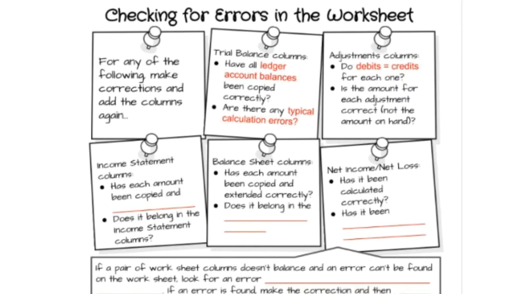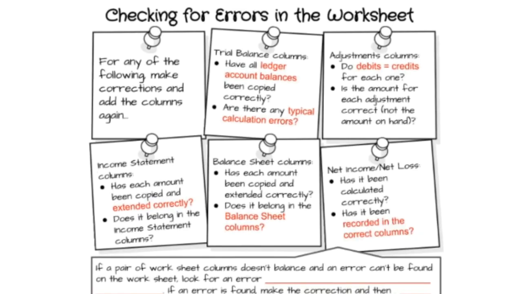In the income statement columns, you want to ask, has each amount been copied and extended correctly? Also, does it belong in the income statement column? Balance sheet columns, you want to ask, has each amount been copied and extended correctly? Also, does it belong in the balance sheet column? So sometimes income statement and balance sheet columns get each other's information. So you've got to make sure it should be in those columns. And then lastly, for net income and net loss, has it been calculated correctly? Has it been recorded in the correct columns?